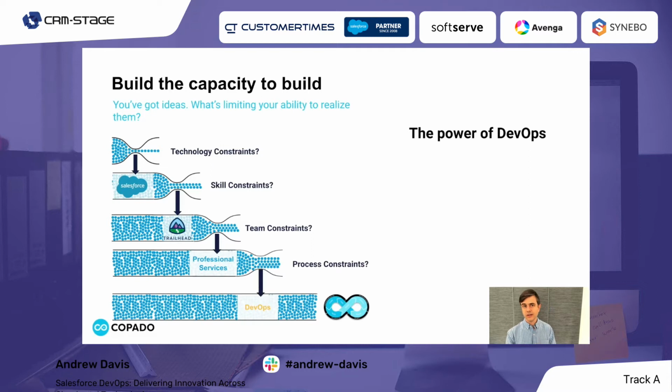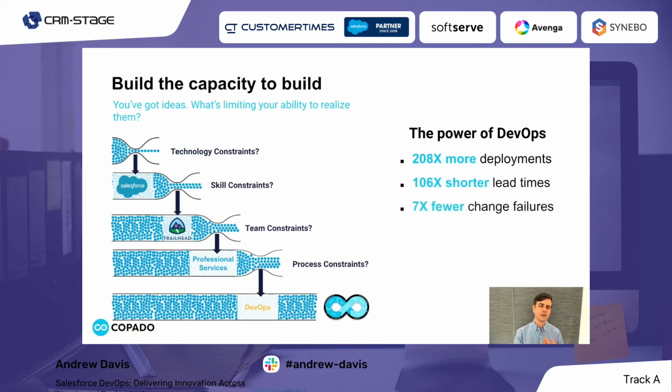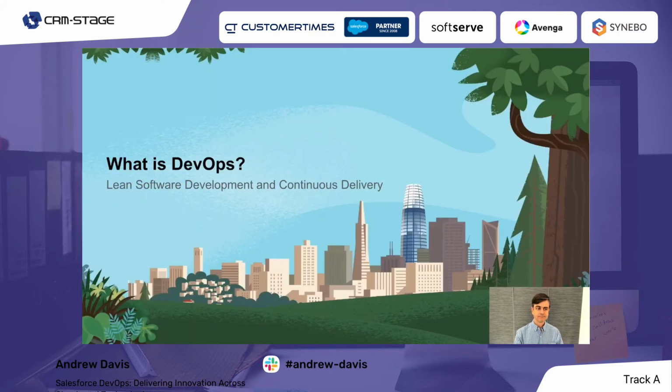So the power of DevOps across a huge range of technologies. Typically, you'll have the high or elite performers having as much as 200 times or more frequent deployments, 100 times shorter lead times, far fewer change failure rates, far faster recovery time. A lot of industry research out there to back this up.